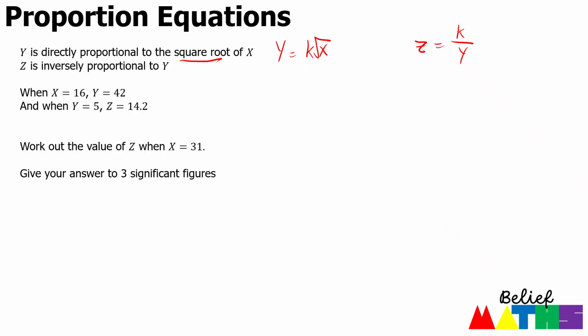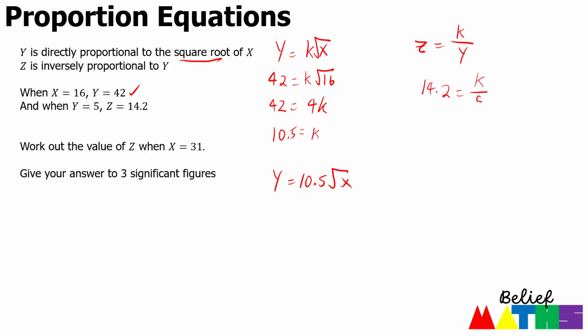So in this first one, for the direct proportion, when x is 16, y is 42. So we get 42 is equal to k square root 16. So, well, that's 42 is equal to 4k. So divided by 4, k is equal to 10.5. So my first equation then is y equals 10.5 root x. That's these two done. Now using the next two, z is 14.2 and k divided by 5.